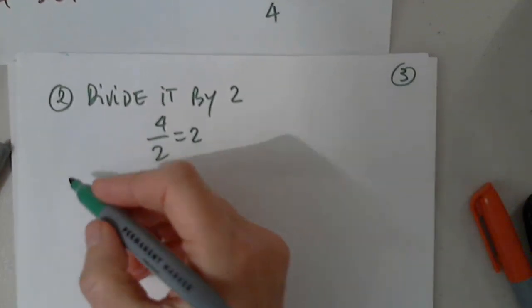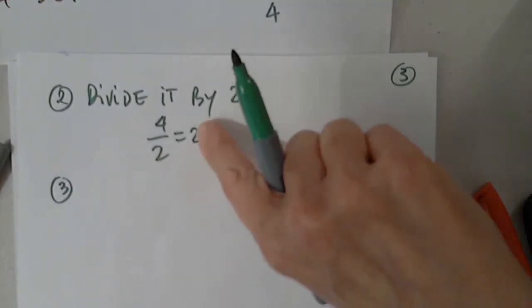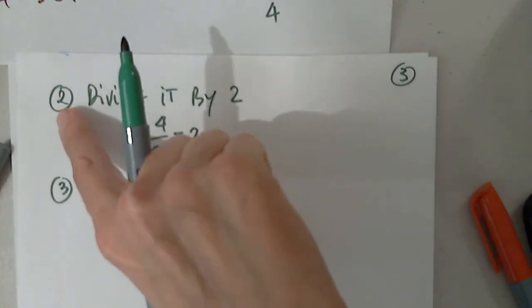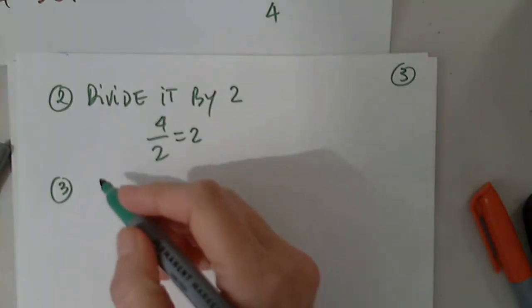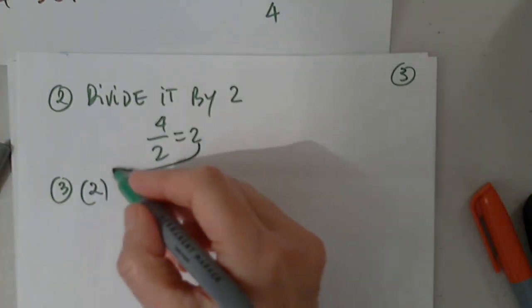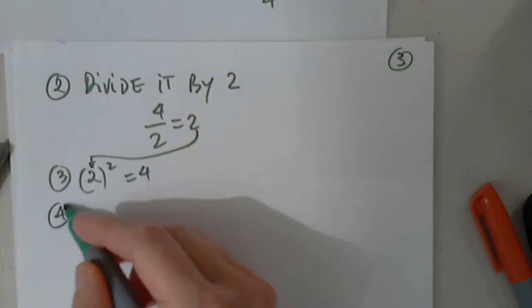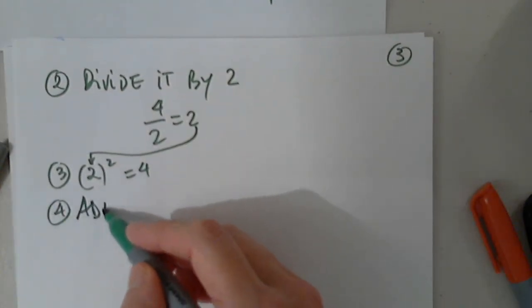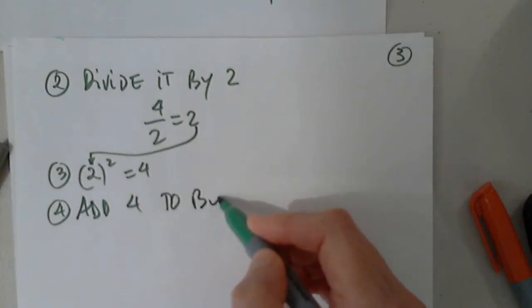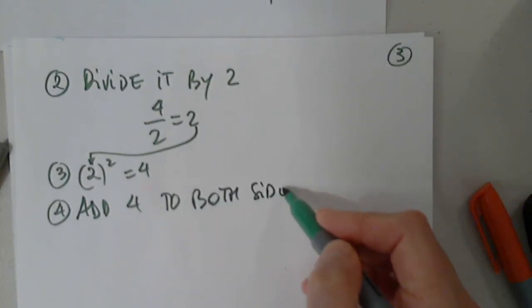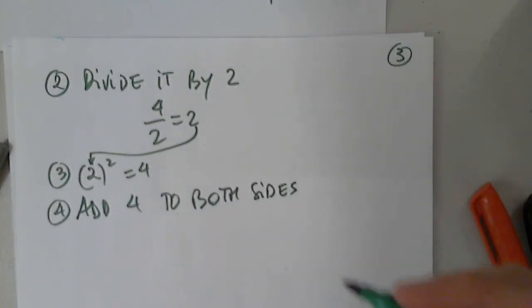In step 3, I have to square this number, the result from step 2. This number squared is 4. And step 4, add 4 to both sides. And complete the square.